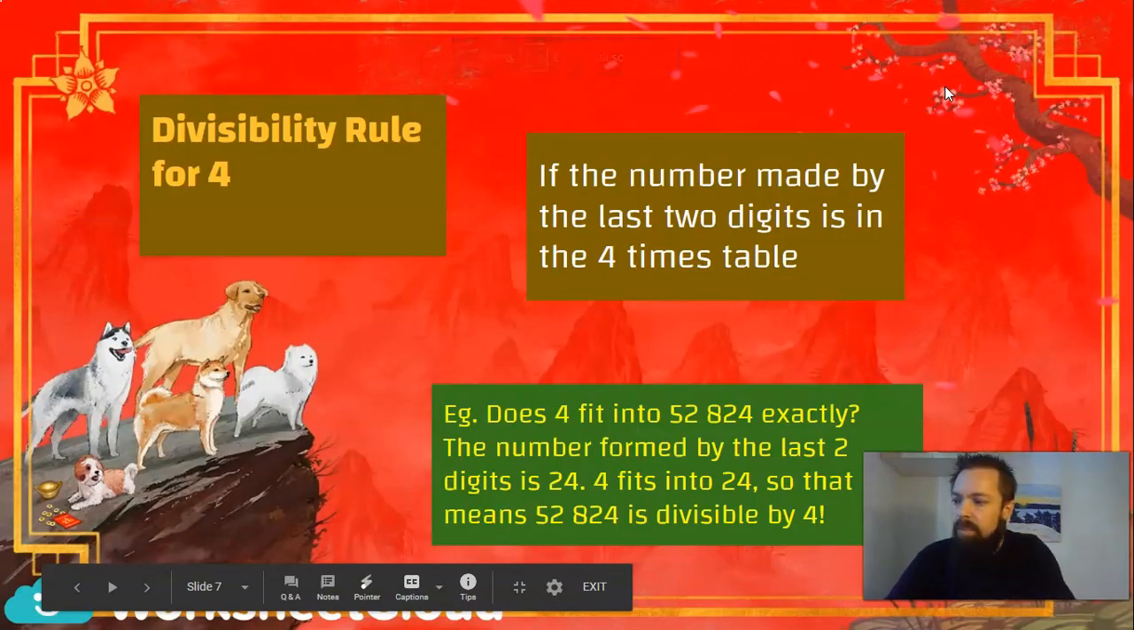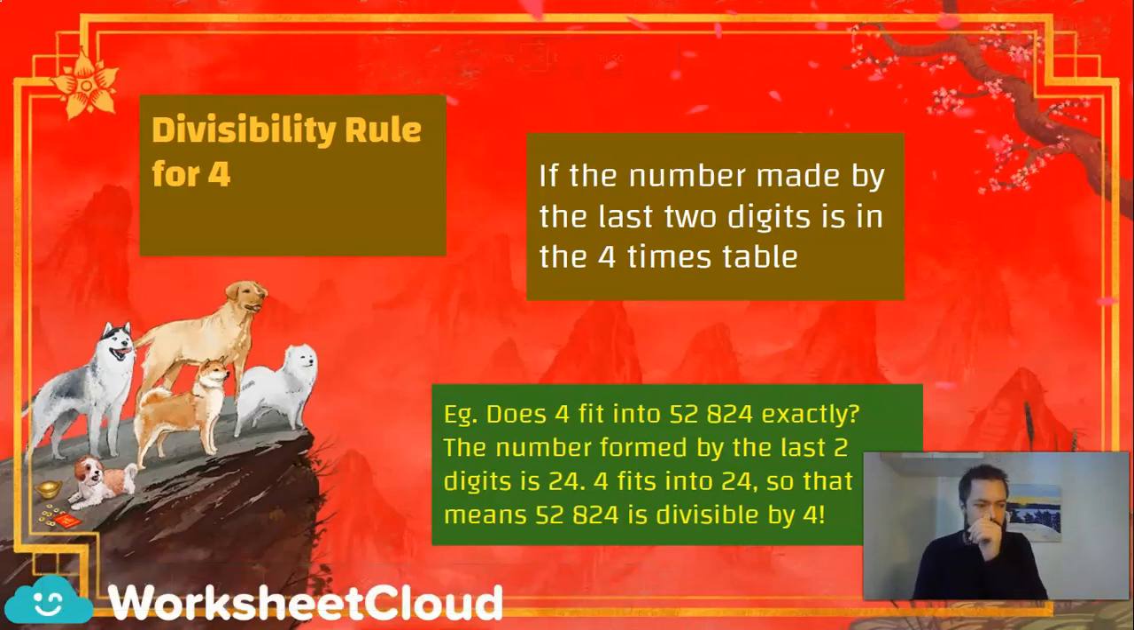Okay, so 4 is a little bit more complicated, but not hugely complicated at all. So firstly, if the number made by the last 2 digits is in the 4 times table, then the whole thing is divisible by 4. So looking at the first number in the example, does 4 fit into 52,824?